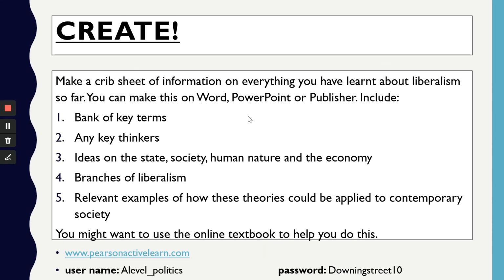So finally, what I'd like you to do as a task is to make a crib sheet of information on things you have learned so far about liberalism. So obviously you can use the PowerPoints that I've sent, but also if you can use the online textbook, that will help you, because I've sent you some pictures of the textbook that you're going to get a copy of. It doesn't have everything that I've sent. So have a look on the Pearson website. I've put the username and password down at the bottom so that you can access that.